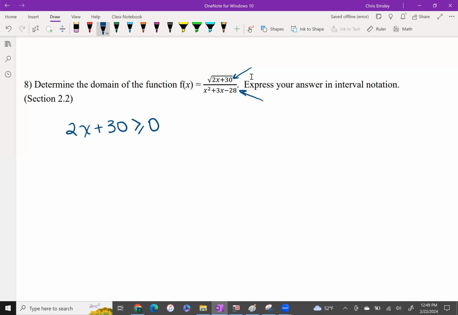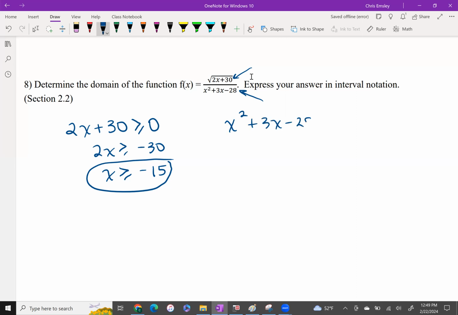This is going to give me the good values, the domain for that radical. So I'm going to subtract 30 from both sides. Then divide both sides by 2. So if x is greater than or equal to negative 15, that radical will be defined, will be in good shape. The other thing we need to look out for is if we have any zeros in our denominator. Our denominator is x squared plus 3x minus 28, and we want to make sure that is not equal to 0, because that would be undefined if it were equal to 0.